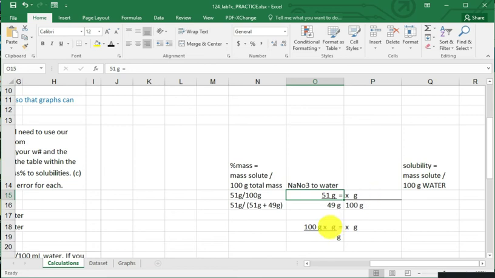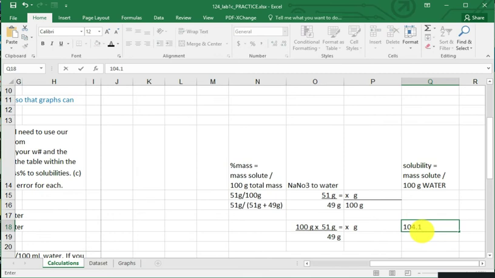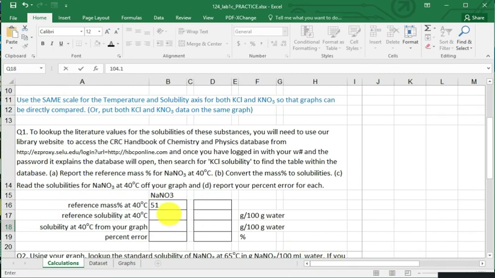So if I multiply both of these by 100, this is kind of like when we were figuring out our standard solubility. I do 100 times 51 divided by 49, and I get 104.1. So in terms of solubility, it's 104.1. Now I'm going to go to my graph and look up the solubility at 40 degrees.